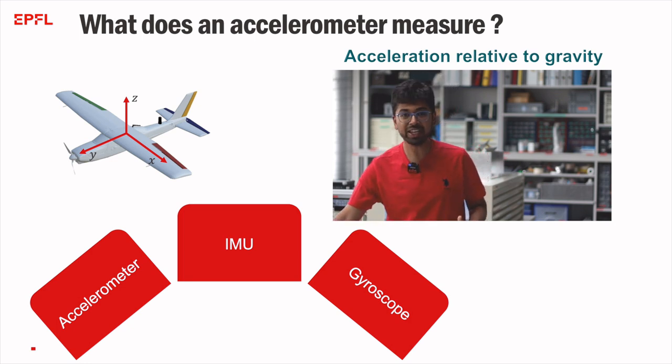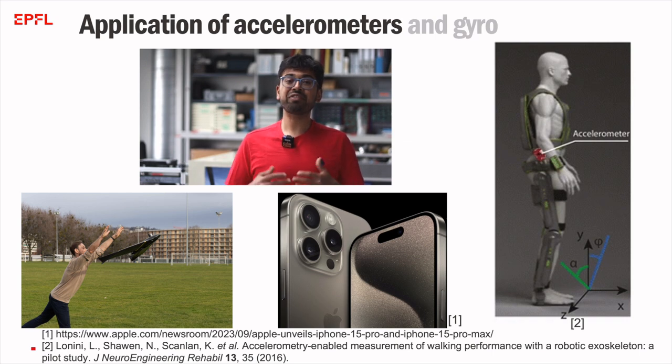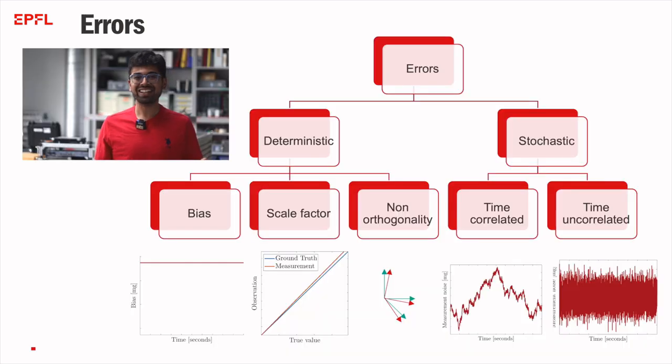Alongside gyros, they constitute an inertial measurement unit, or an IMU, that you can see on this board. These IMUs are used in various products such as cell phones, smartwatches, rehabilitation devices, drones, and autonomous vehicles. Having said that, the accelerometers are not perfect.